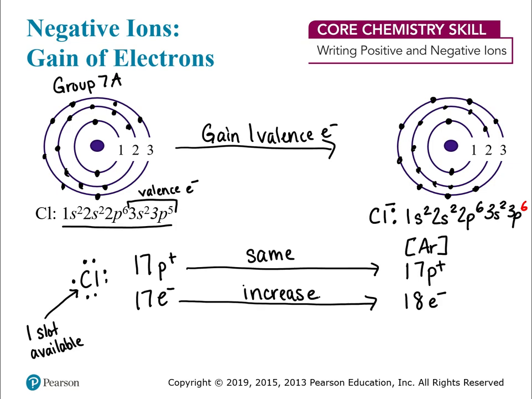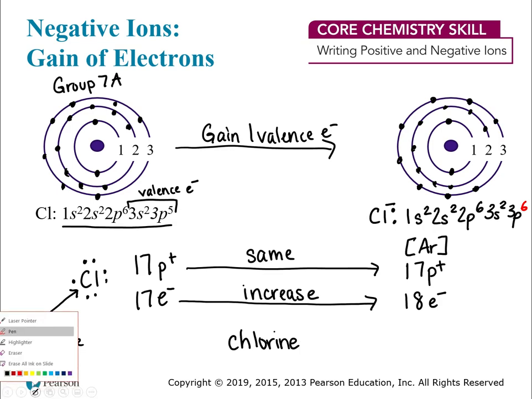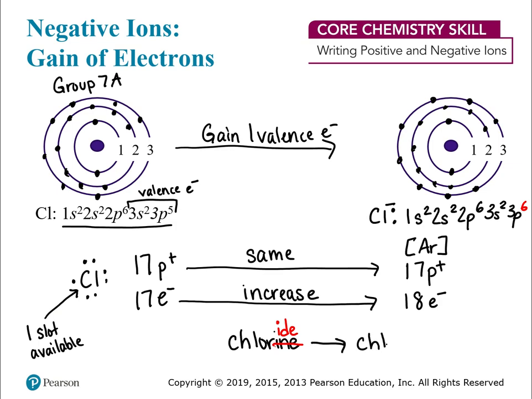If we were to name this ion, start with the name of the element. That's chlorine. You only need the first syllable of chlorine. So we cross out everything that comes after that first syllable. Replace it with IDE. That becomes chloride. And it's the same rule for all of the nonmetals.